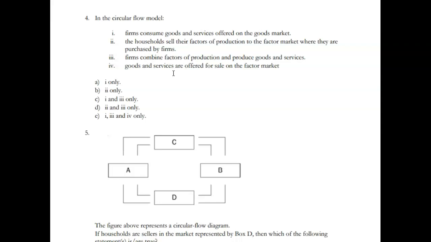No, that's the goods market. So the only thing that I can see over here is these two. So 2I and yeah, this one here. Number D. Yeah, number D. So that's the only one which is correct, okay?